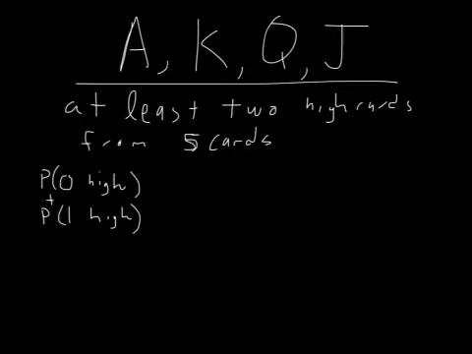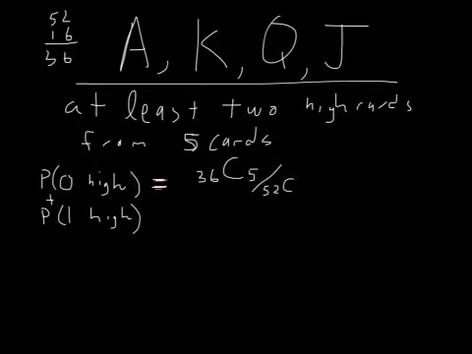The probability of getting 0 high, well, there are 52 cards and 16 high cards. So there are 36 non-high cards. So if we get 0 high cards, that means that we're going to get, well, we have 36 non-high cards to choose from, and we're going to choose 5. So that's the ways in which I can get a success, divided by, well, 52 cards and choosing 5.